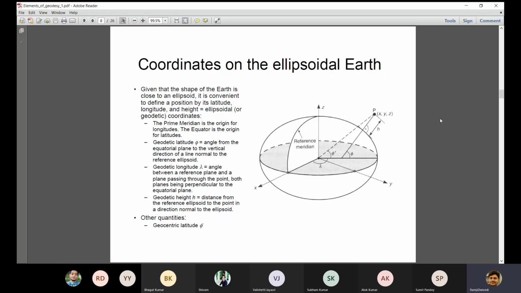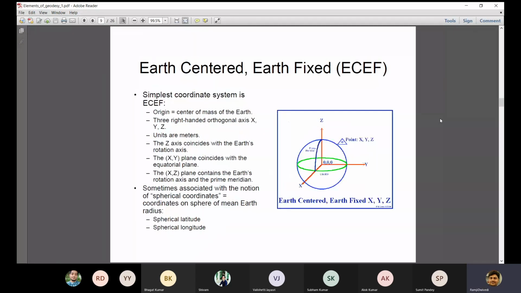We have explained this. You are expected to draw this figure on your note sheet and practice it, so that whenever somebody questions you during any interview on how you define latitude, longitude, and height for any point on the surface of Earth, you would not be deviated by any misleading answers. You just have to be very crystal clear how geodetic latitude, longitude, and height are defined from an ellipsoidal Earth. Then this Earth-centered, Earth-fixed.